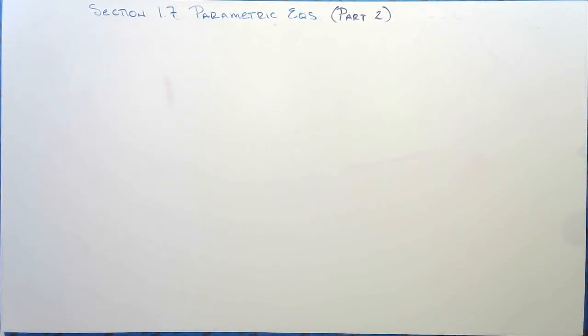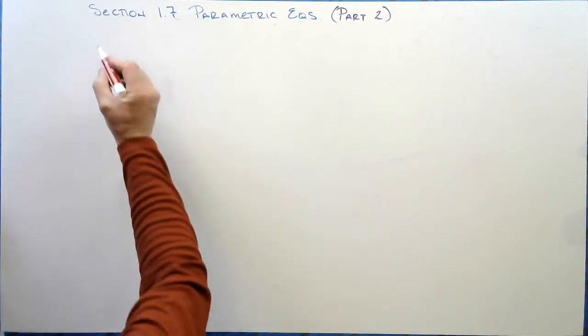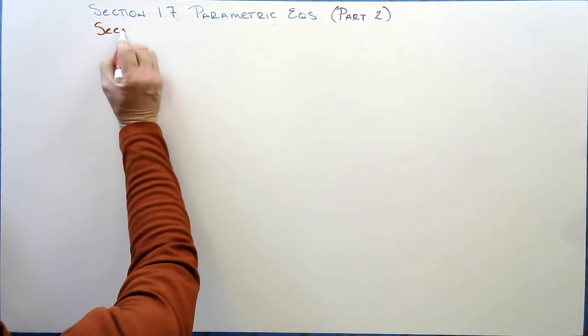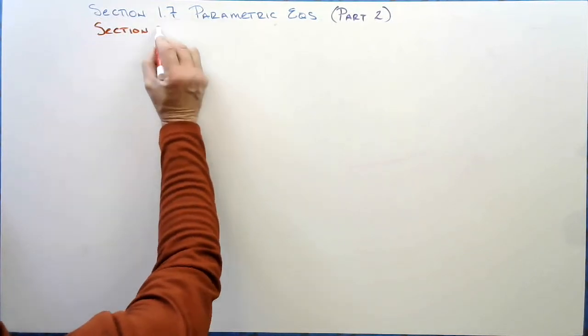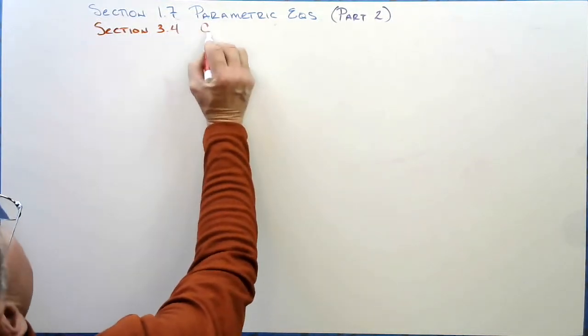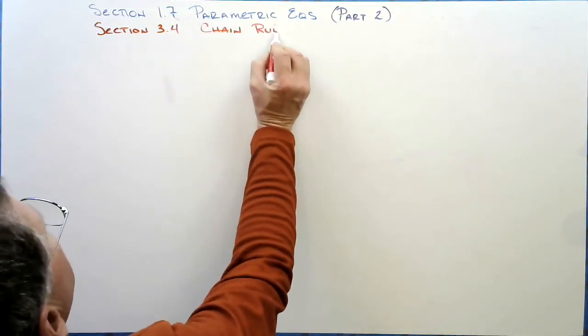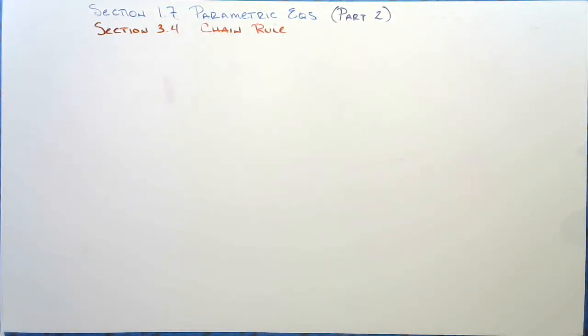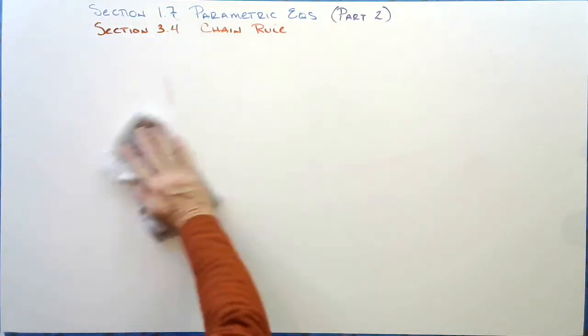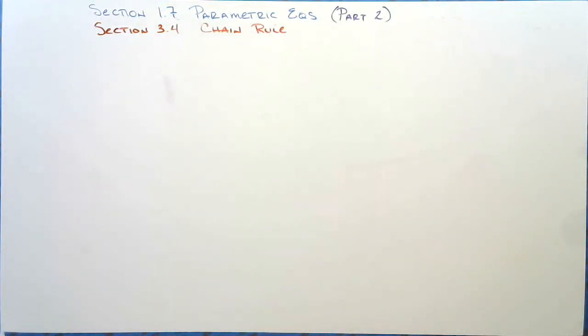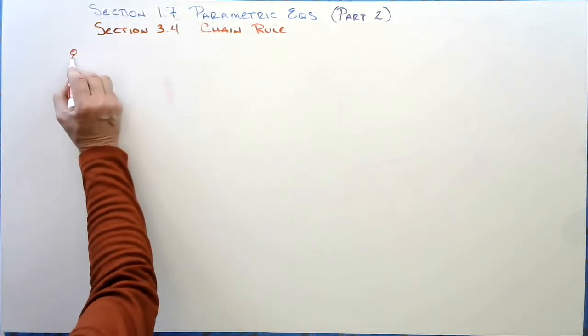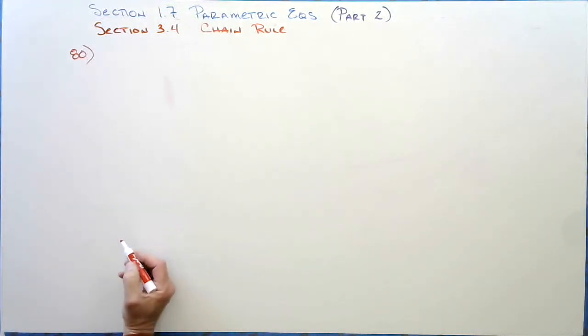So if we look at section 3.4, that's the chain rule, right? And we covered that in Calc 1, but we did not cover the parametric problems in Calc 1. So here, for the chain rule, I'm going to work on problem 80. Now, problem 80 is a trig-based question.